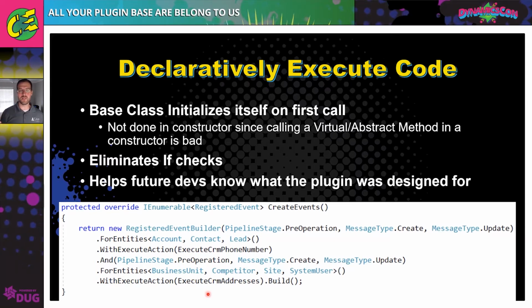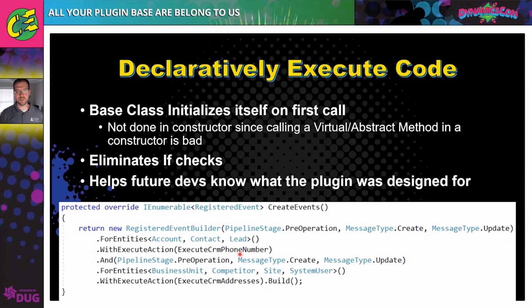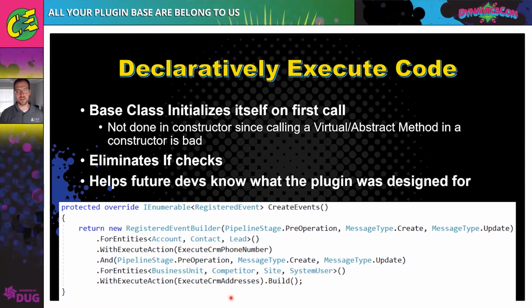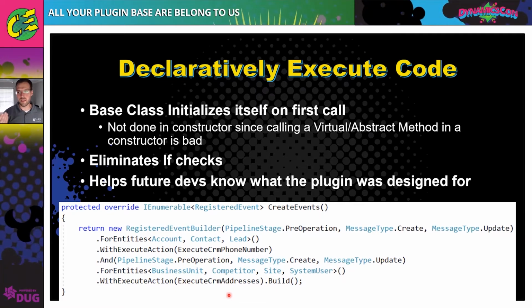And that way any future plugin developers that come and look at my code go, where does this code execute? How does this code execute for these entities or for these messages? And see, oh, okay, for both create and updates and the pre-operation, it does this for these entities, and for these entities, it does that. And now, oh, okay, there are two different methods that will get called depending on the context.